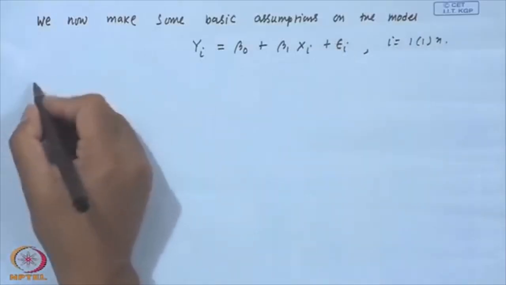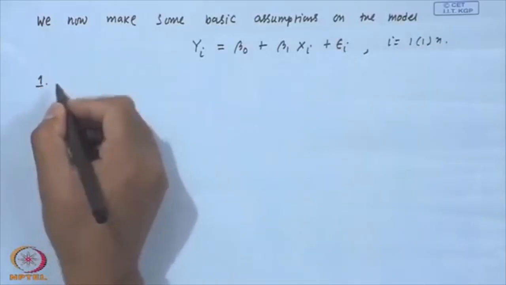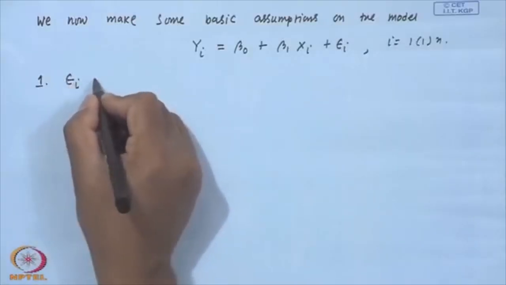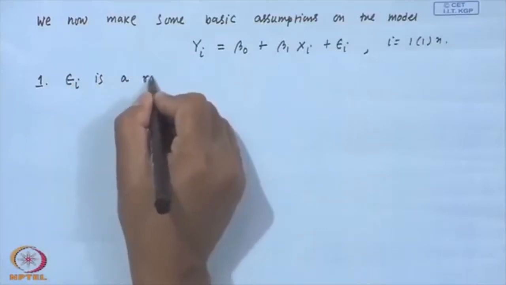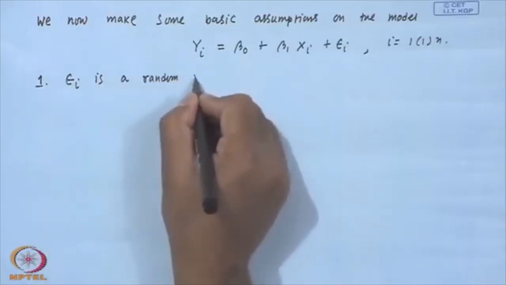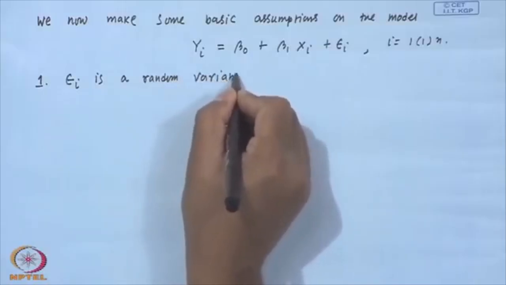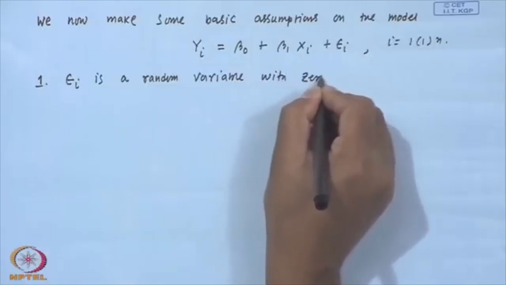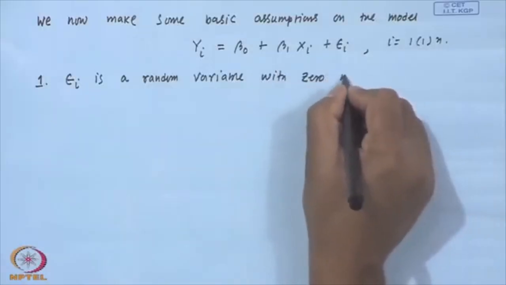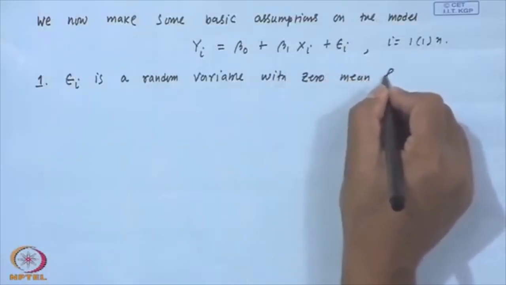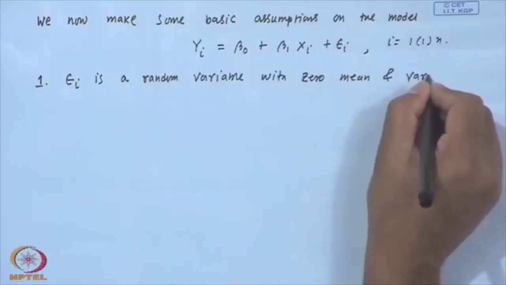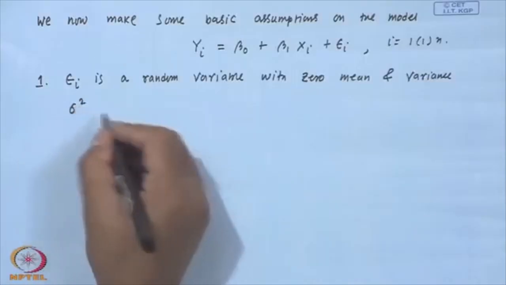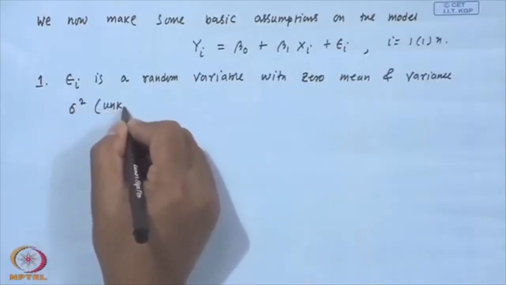So, what we assume, the first assumption is that epsilon i is a random variable with zero mean and variance sigma square, which is unknown.